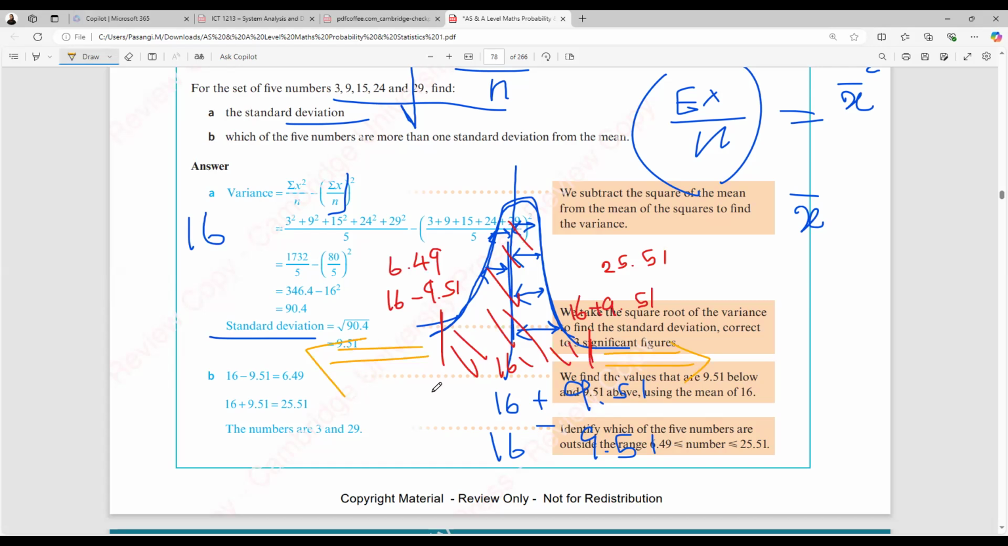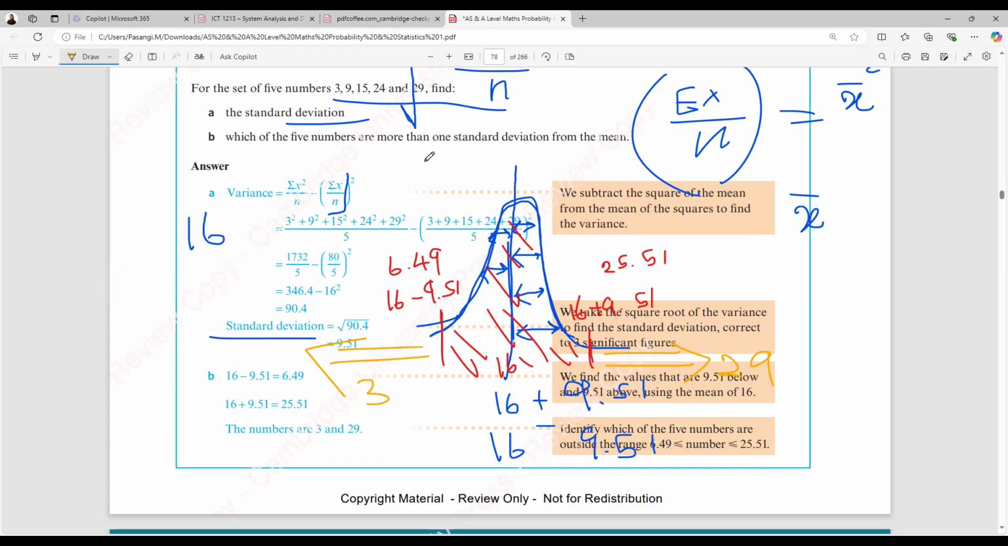So we have two values. One is 3, the other one is 29. Those are like outliers. These are not outliers actually. According to the given context, they have asked which of the five numbers are more than one standard deviation from the mean. Because it is one standard deviation, we are considering only 9.51 plus and minus.